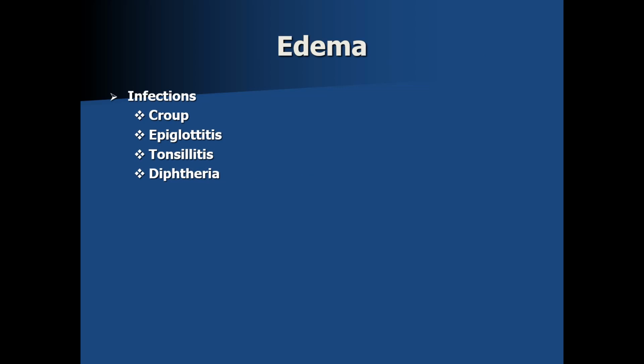Another group of patients who are likely to aspirate includes stroke patients because of their impaired swallowing ability. Upper airway obstruction can result from the edema that is caused by infections. These infections include viral infections such as croup or laryngotracheal bronchitis, epiglottitis, which is a bacterial infection, tonsillitis, and finally diphtheria. Although diphtheria is very rare in the United States because of widespread immunization, it still occurs because there are people in the U.S. who have never been immunized against diphtheria.